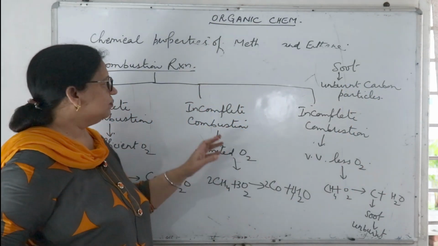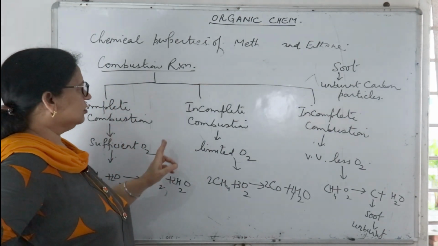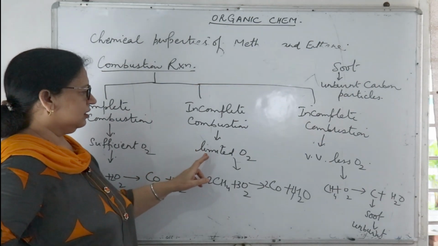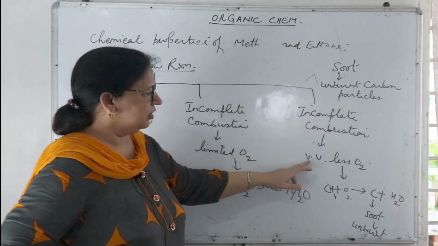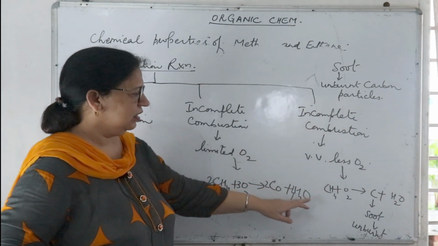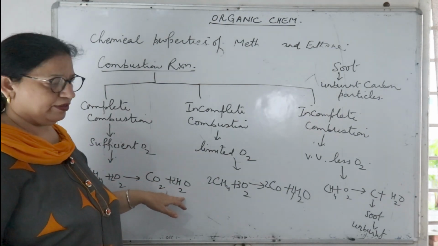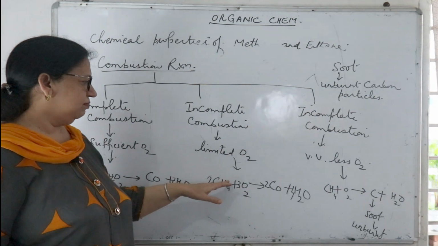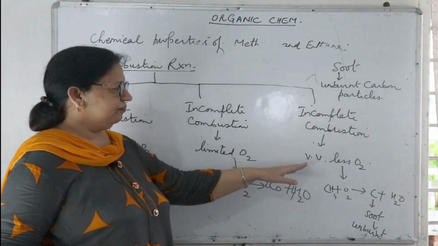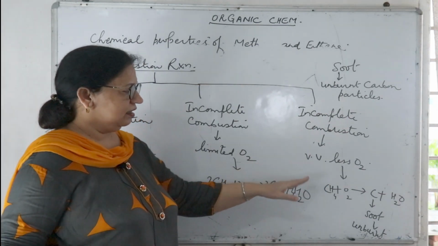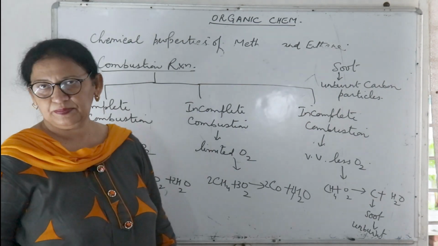So three different types of combustion are there. One is complete combustion, which takes place in sufficient oxygen. Then incomplete combustion takes place in limited oxygen, and then incomplete combustion with very little oxygen. And the products are: when complete combustion is there, carbon dioxide and water vapors are formed. When incomplete combustion is there, carbon monoxide and water are formed, and when very little oxygen is there, then soot is formed along with the water vapors.